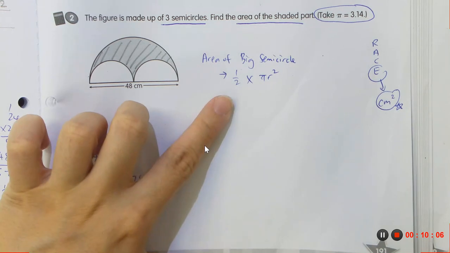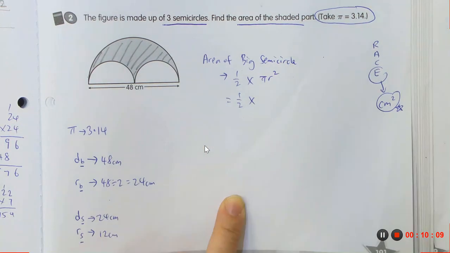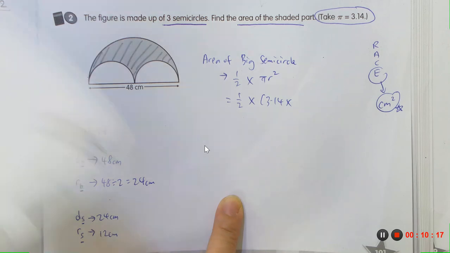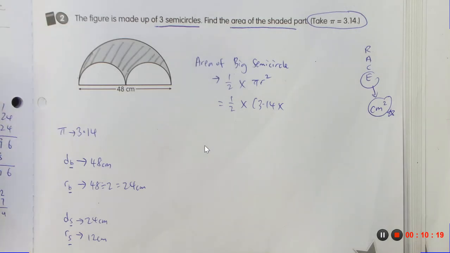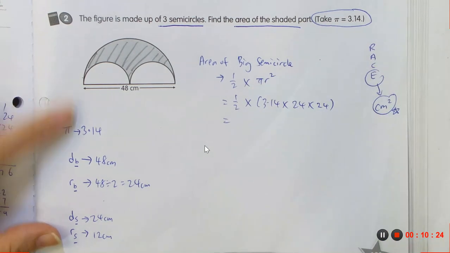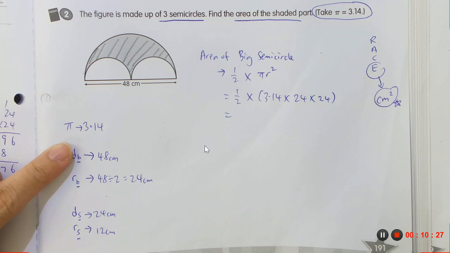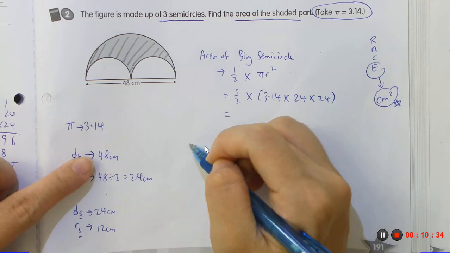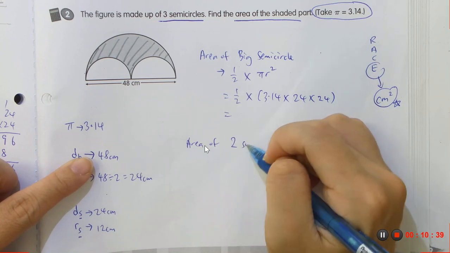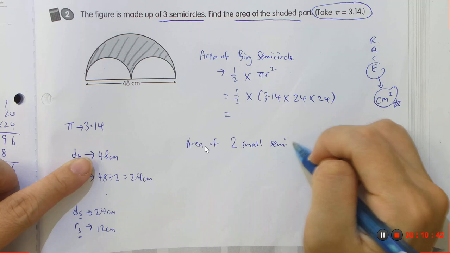Okay, so the measurements will be half times 3.14 times 24 times 24. Okay, so that's the big semicircle. Okay, then I need the area of the two small semicircles.